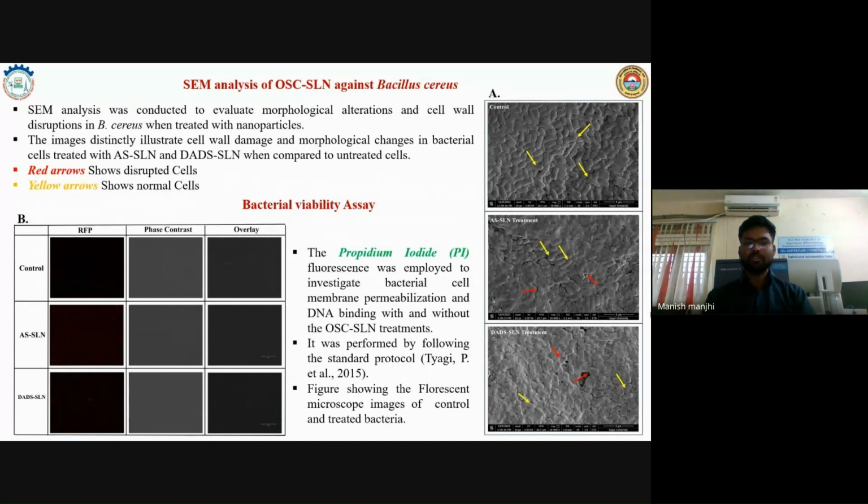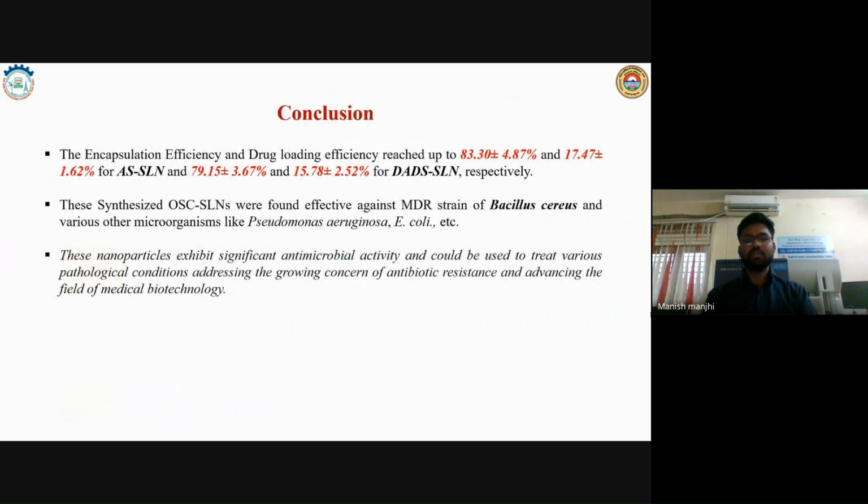The increase in number is due to it being effective in nature. Here is the conclusion of my study: the encapsulation efficiency and drug loading efficiencies are up to 83.30 and 17.47 for the ASSLN, and 79.15 and 15.78 for the DADSSLN.